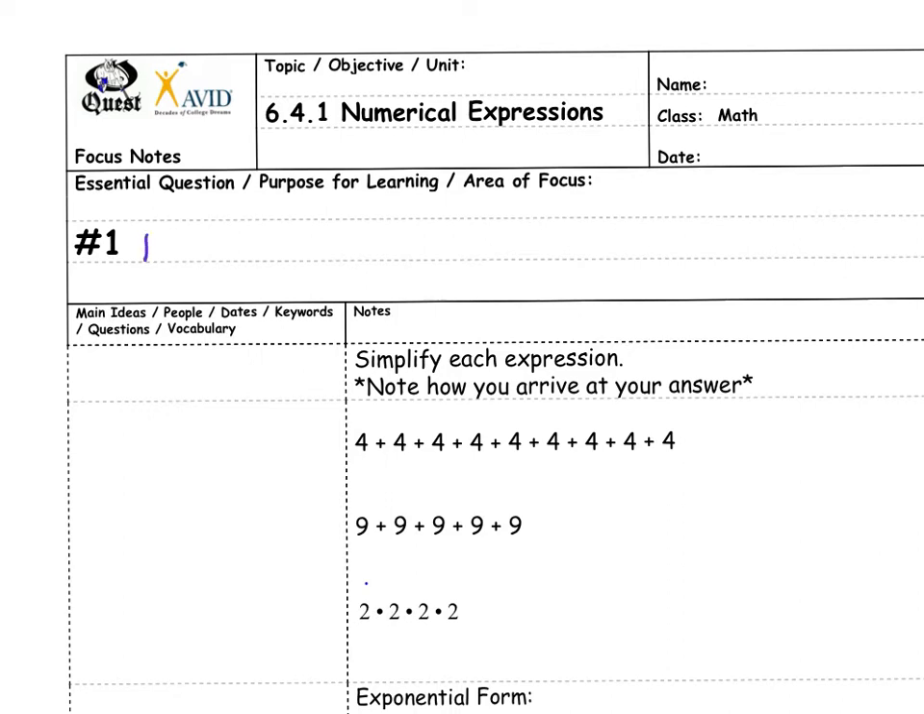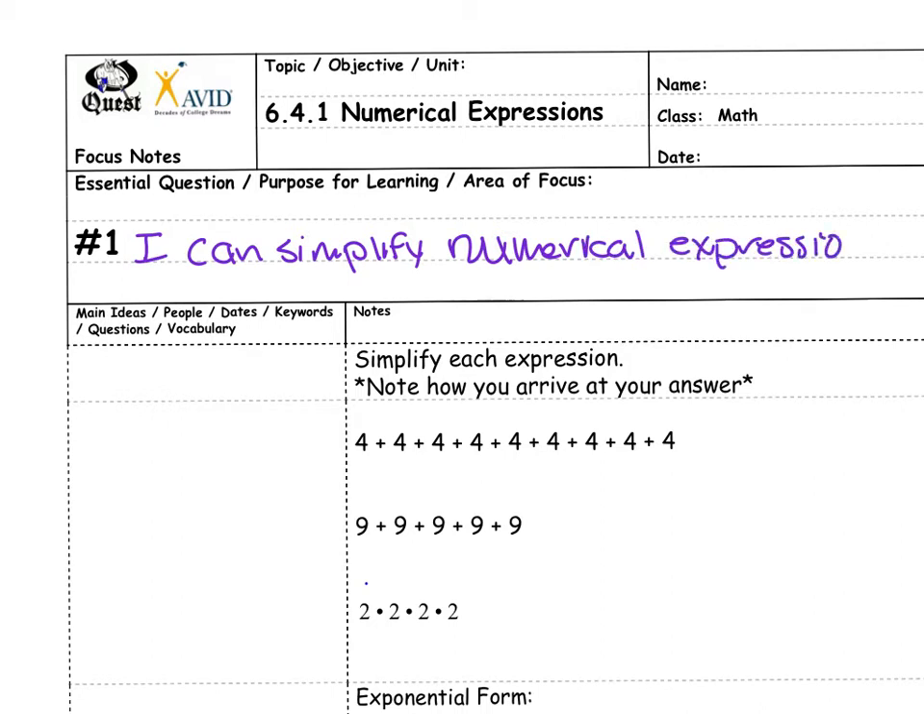So the learning target is: I can simplify numerical expressions involving exponents. And remember, we are going to be using order of operations. So this first part, you can add order of operations. Don't forget your name and the date.